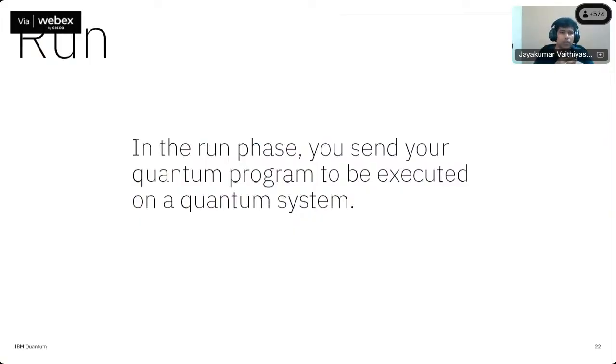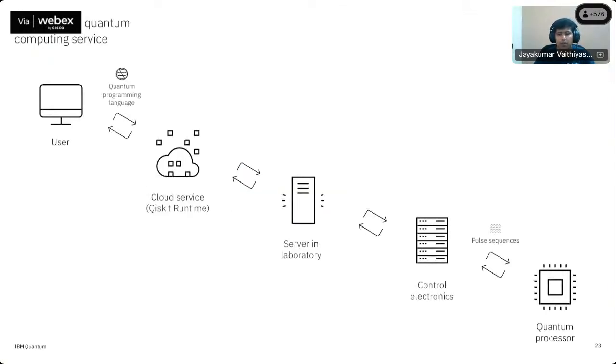Finally, what you are supposed to do is run your quantum program on a real quantum system. For that, you need to follow these steps. The user is able to construct and design a quantum circuit. Whatever circuit you design, you use quantum programming languages, for example Python using the Qiskit library. That is transferred to a cloud service, where IBM Qiskit Runtime will take care of all these steps.